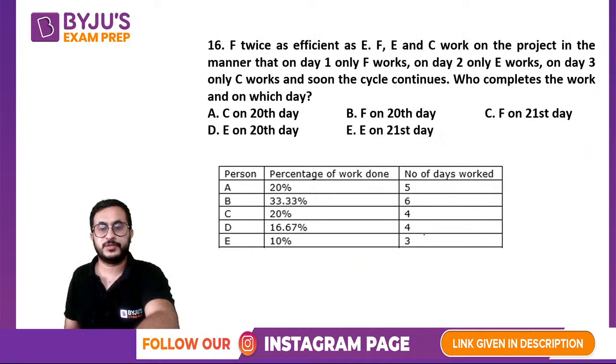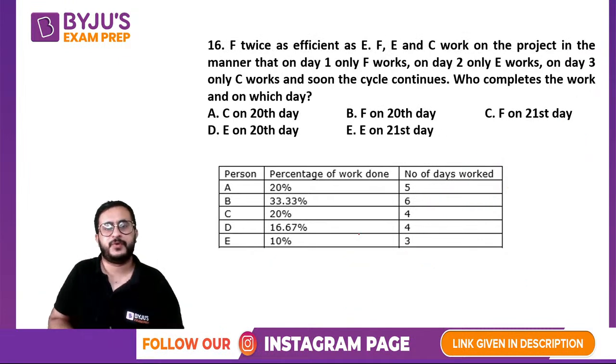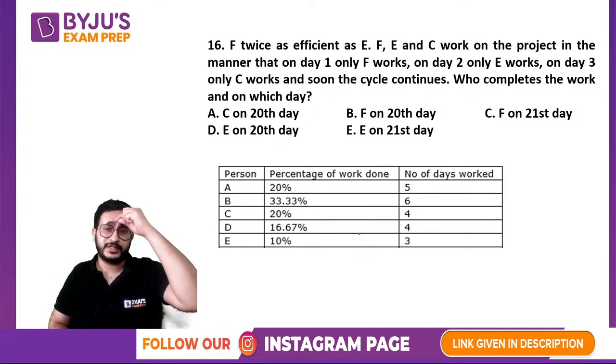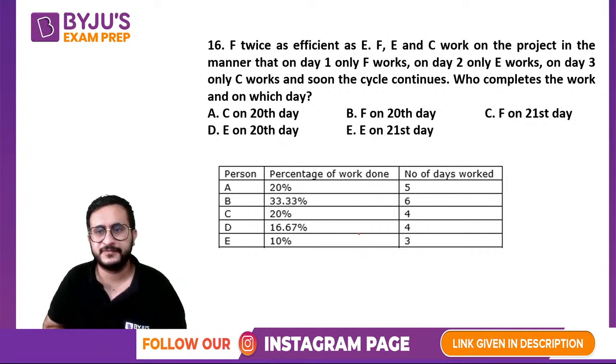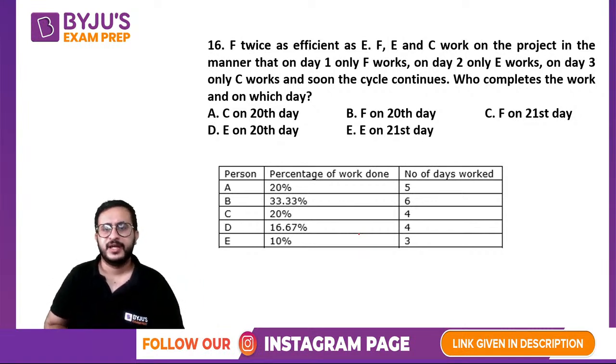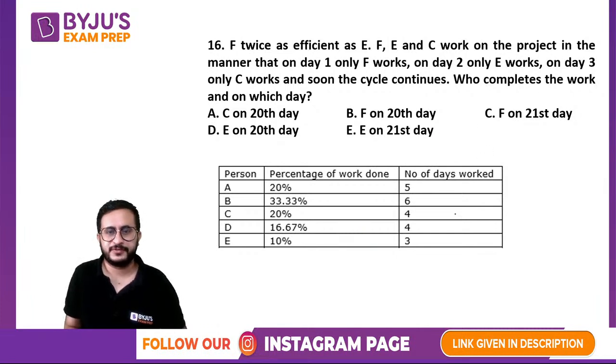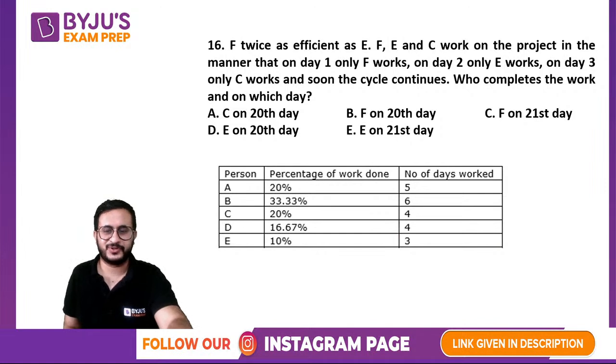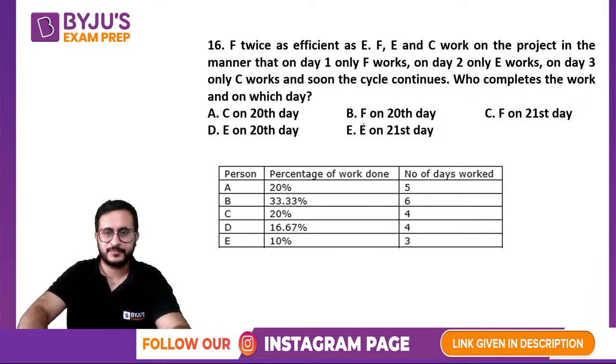Okay, next is F is twice as efficient as E. F, E and C work on the project in the manner that on day 1 only F works, on day 2 only E works, on day 3 only C works, and so on, the cycle continues. Who completes the work and on which day? So I mean the last person to complete the work, that is what they mean to say.